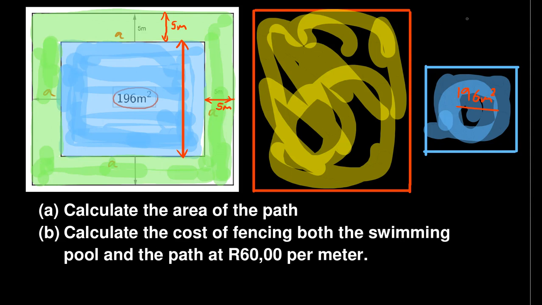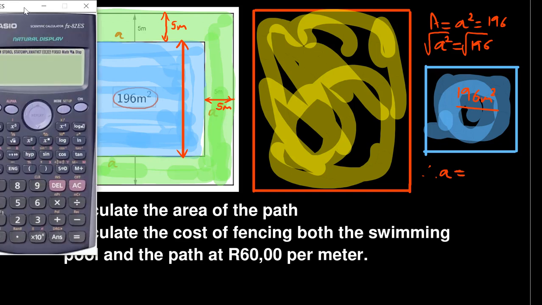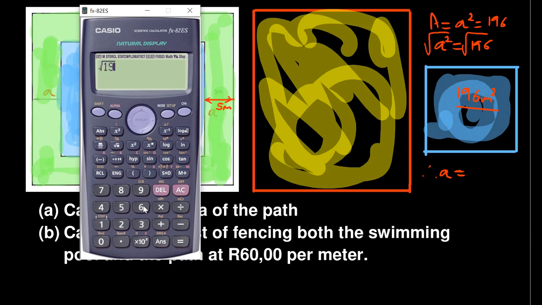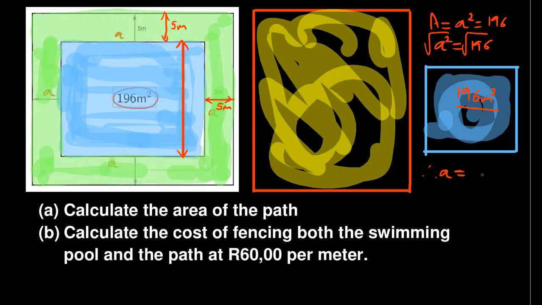Remember, they say area of a square is equal to a squared, and they told me that the area is 196. In this case, it means a squared is equal to 196. So if I say square root on both sides, a is the square root of 196. It gives me 14. Now units are in meters. Therefore it means each side of the pool is 14 meters.